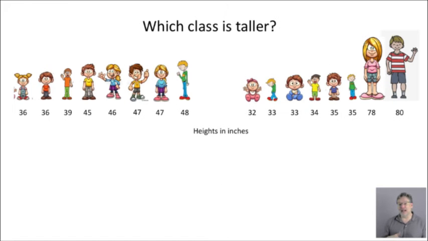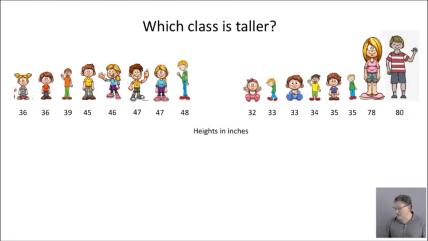Now let's take a look at how some of these different measures of central tendency can sometimes interact pretty interestingly with each other. And I'm showing you two different classes here, and I'm showing with each one of these the number of inches tall each one of these individuals is. And we're asking the question, which class is taller?